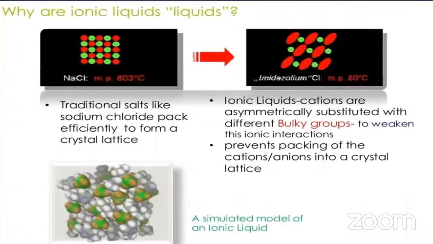Now, why are ionic liquids called liquids? In case of traditional salts or normal NaCl salts, the sizes of the cation Na+ and anion Cl- are almost the same. That's why they can efficiently pack to form the crystal lattice. But in case of ionic liquids, the cations are asymmetrically substituted with different bulky groups to weaken the ionic interaction. Hence, it prevents the packing of the cations and anions into a crystal lattice. That's why ionic liquids are called liquids, due to this weakened interaction. And this is a simulated model of the ionic liquid.